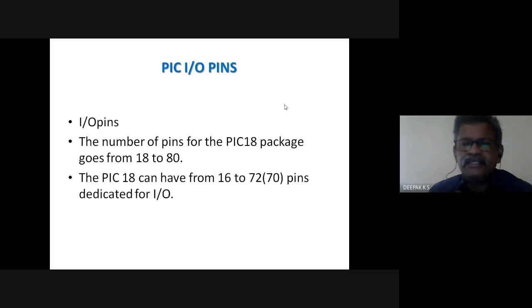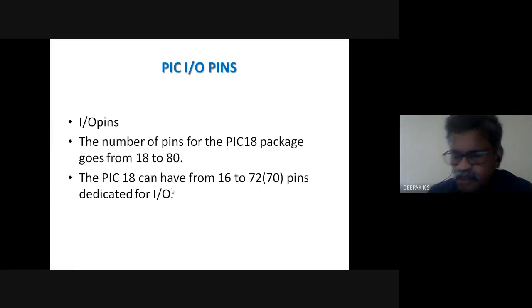Now regarding this, when we interact with the outside world, we need IO pins, and the number of pins could vary from as low as 18 up to 70, 80. So when you have 18 pins, 16 pins are for IO. 18 pins is the total pin count, 16 pins form the IO. And out of 80, almost 70 or 72 are for IO. So anyway, a large number of pins are dedicated for IO. IO means input output.